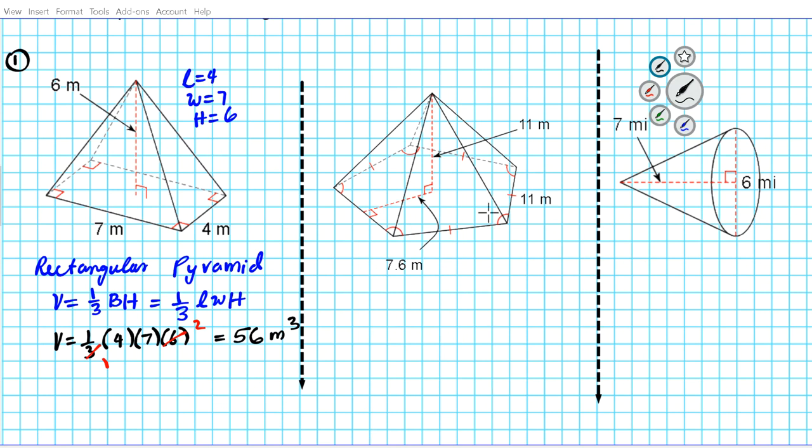Question number 2. We're going to start off by naming it. So for number 2, the name is, so what's the base? This is one of our regular polygonal pyramids, right? Well, how many sides do we have? 1, 2, 3, 4, 5. So it's a polygon with 5 sides. A regular polygon with 5 sides. So this is a pentagonal prism. A regular pentagonal prism. So let's write this down.